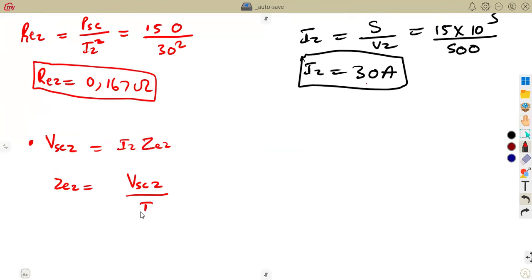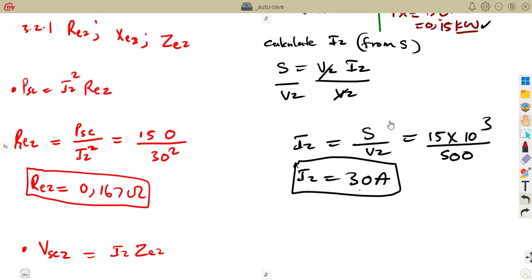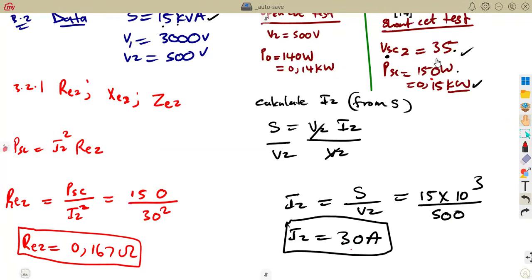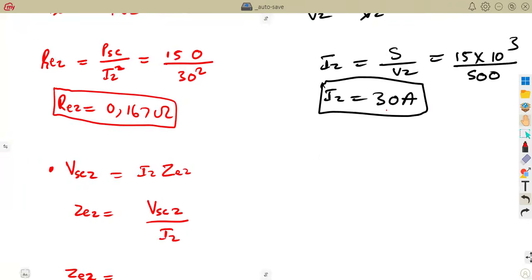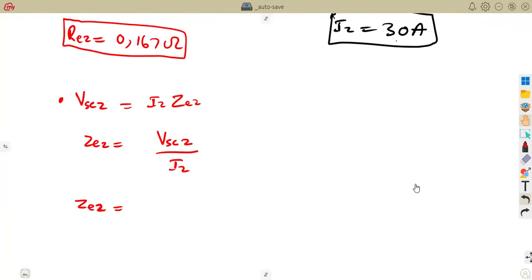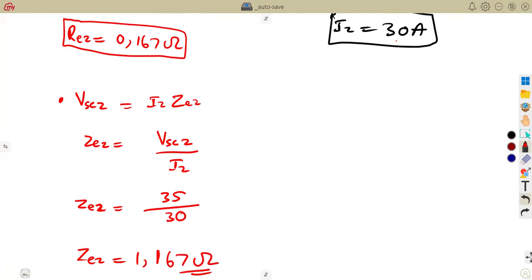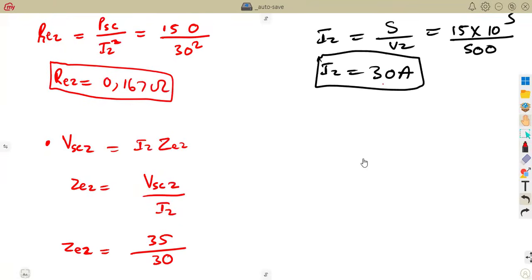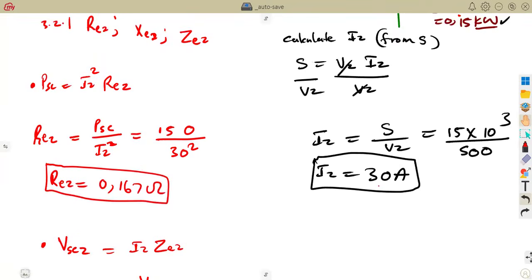So guys, it's a matter of formulas. Play around with these formulas. So that's it. We have for the secondary side, the short circuit voltage, this one. That's why we're using the secondary side, because we have that of the secondary. If we were to work with the primary, then we would have to work with that primary. So that was 35 volts there. That's 35 over I2, which we calculated as 30. So that gives us 1.167 ohms.